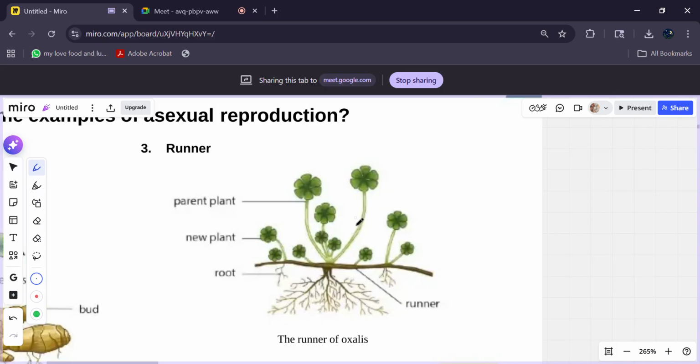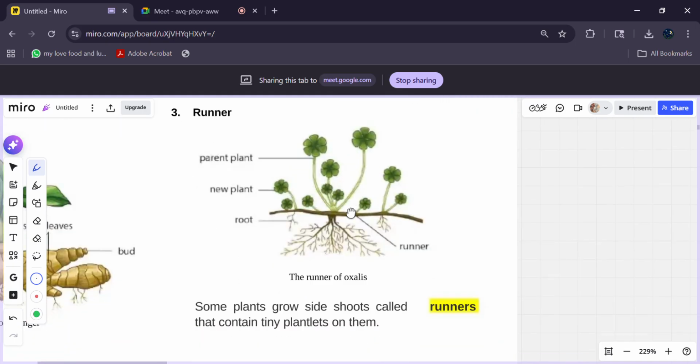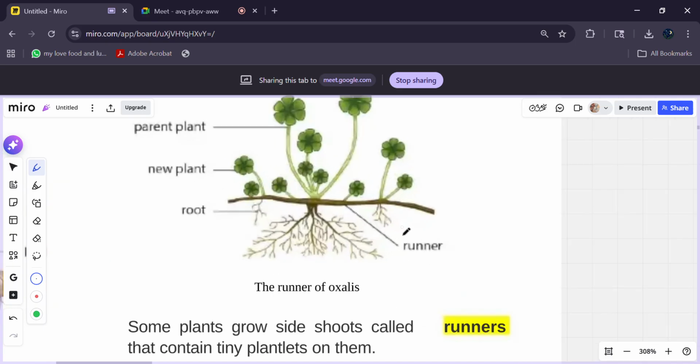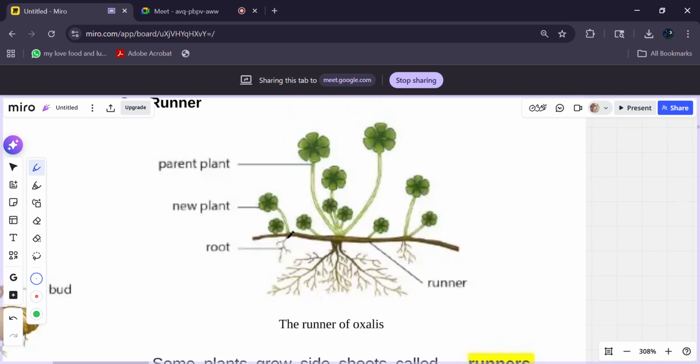It grows horizontally over the surface of the soil, and the buds develop along its length. Each bud develops roots and leaves, and it becomes a new plant. So some plants grow side shoots called runners that contain tiny plantlets on them. So it grows horizontally on the surface of the soil, and the buds develop along its length.